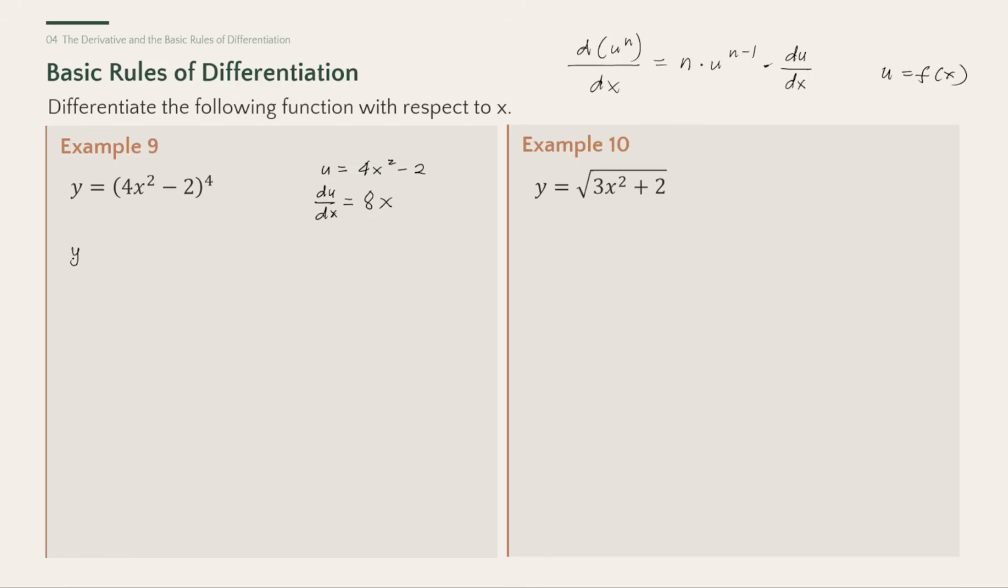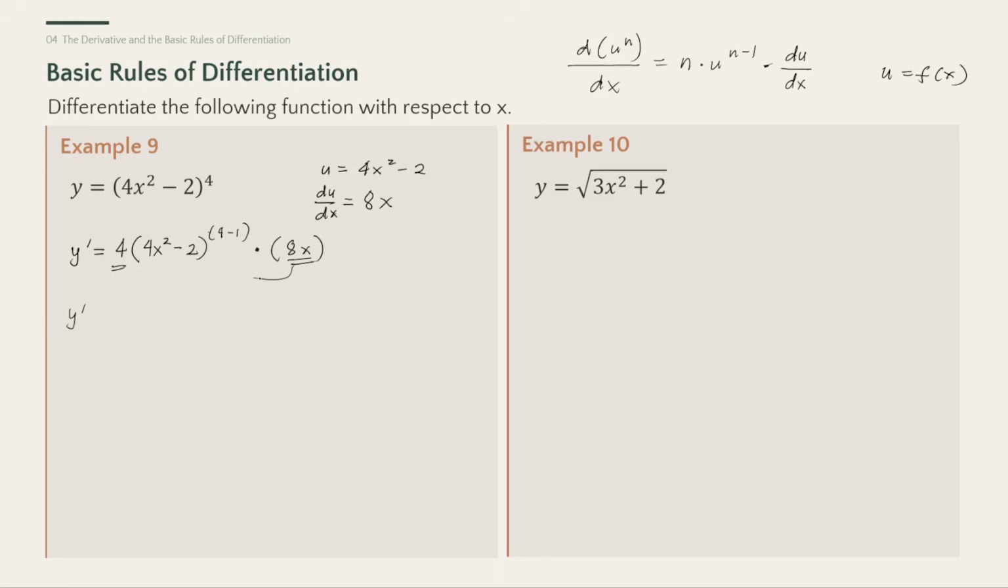Okay? And then to get y prime, or the derivative of this, just follow the formula. n is 4. Then u is 4x squared minus 2. Then we have n minus 1, so 4 minus 1. And then we're going to multiply du/dx, which is 8x. Now, the terms that we can combine here are 4 only and 8.